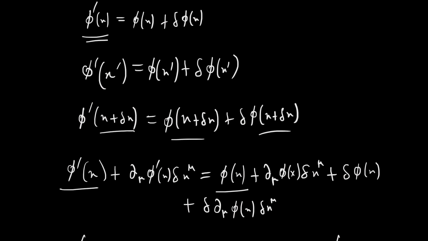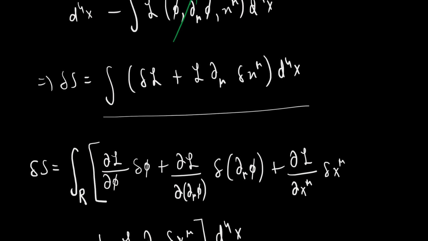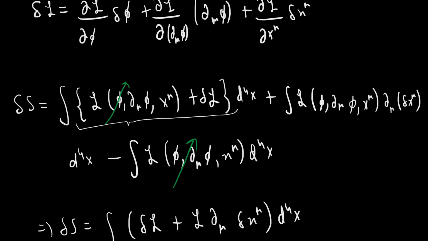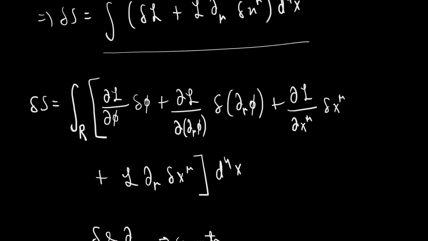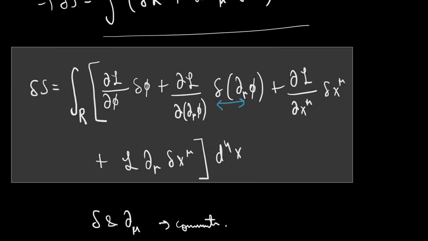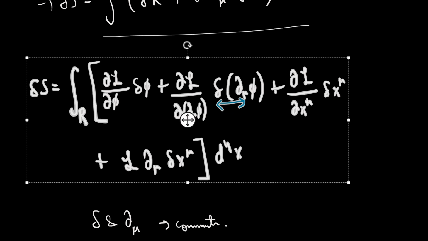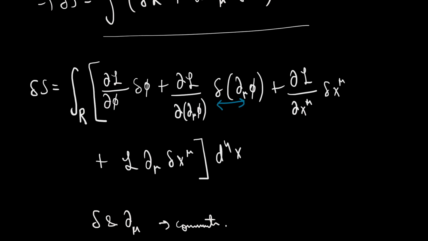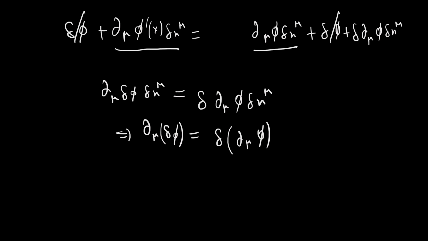So which implies delta and del mu commute. So we can use this property here and exchange the places of those delta and del mu. So we get, let me copy this and paste it here.